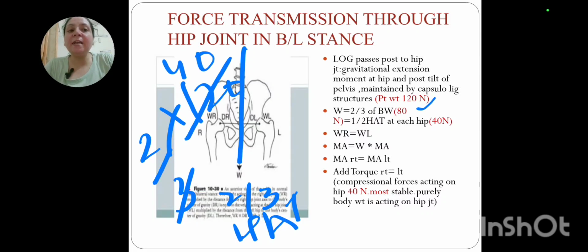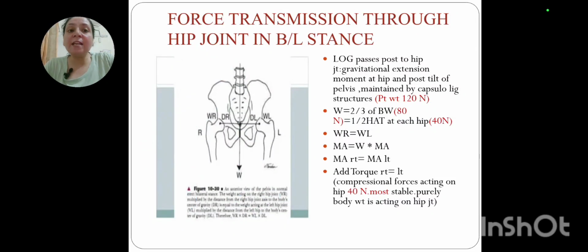Fine. You can see it is 80 Newton which is acting, and now this 80 Newton is divided equally on both sides. This is equally divided on both sides, that is 40 here and 40 here. Why so? Because equal distribution of 2/3 of the body weight is taking place. That is why I have written 40, that is half of head, arm and trunk on each limb. The weight is equal, 40 on both sides. The moment arm is also the same on the right and left side. So the adductor torque which is acting is also the same.